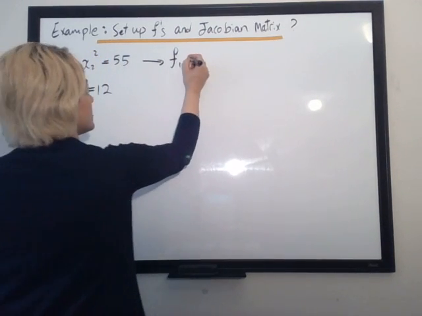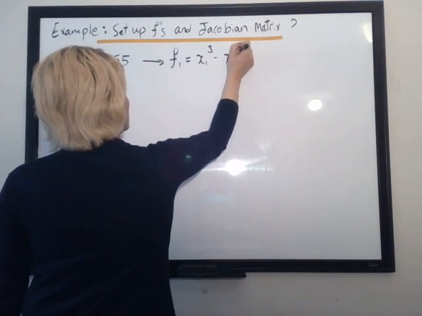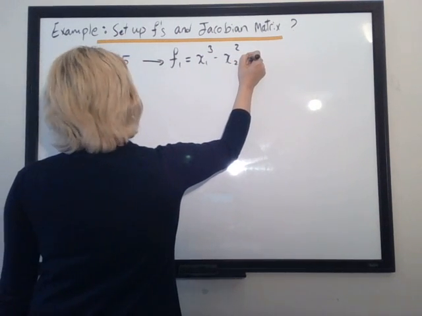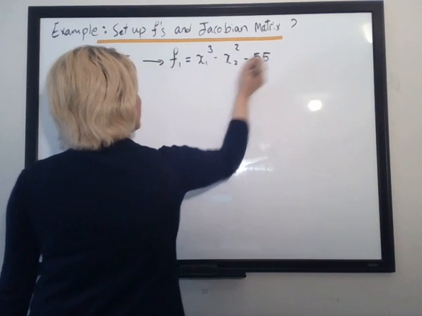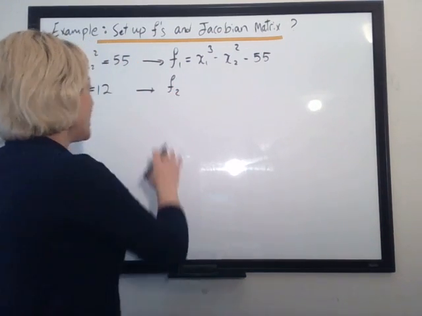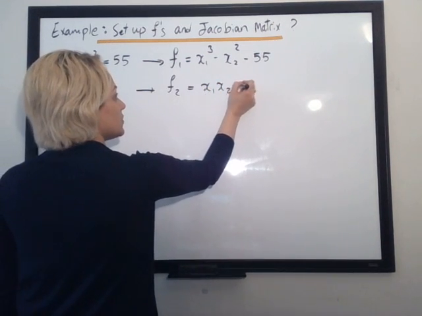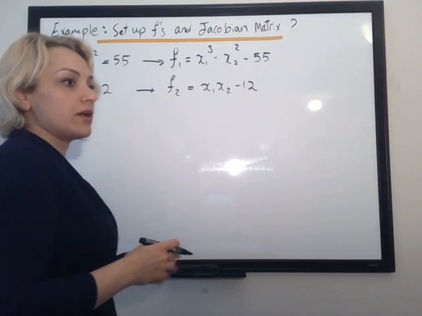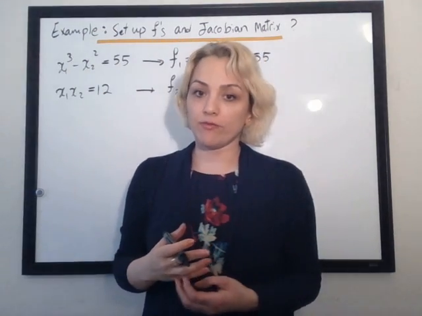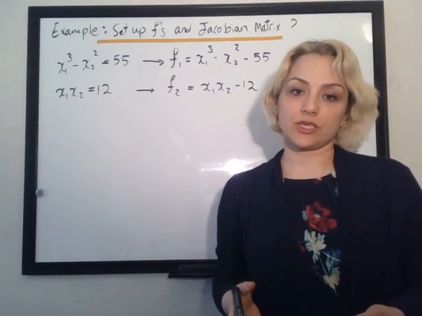So f1 is equal to x1 cubed over 3, minus x2 squared, minus 55, and let's name this one f2. f2 is equal to x1 x2 minus 12. So that's our f, the functions that we would have for f. The next step is to find our Jacobian matrix.